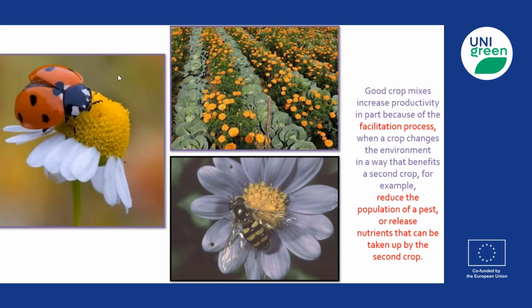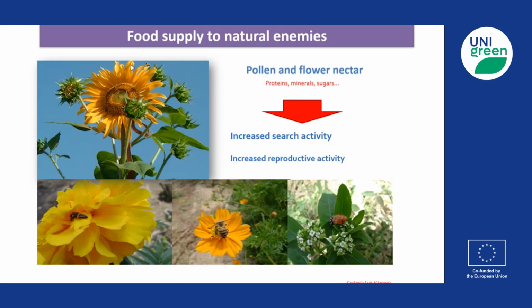And why? Because beneficial insects need pollen and nectar for reproduction. So they need proteins and minerals and sugars that certain flowers have, providing better conditions for longevity and reproductive activity.